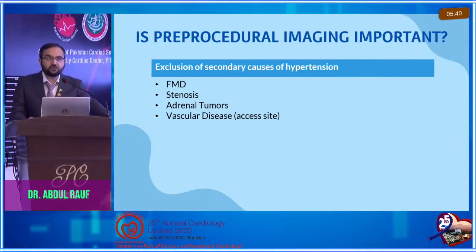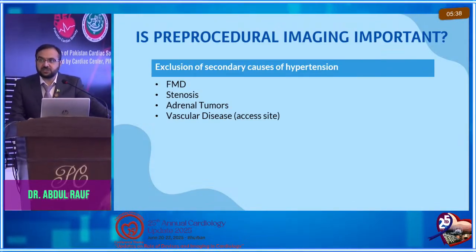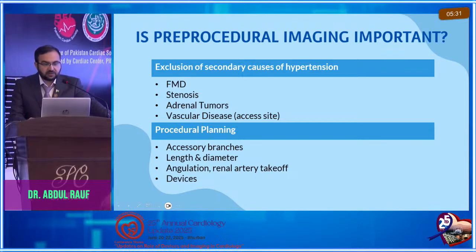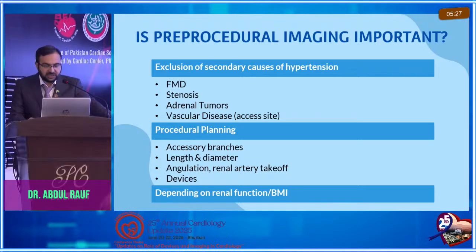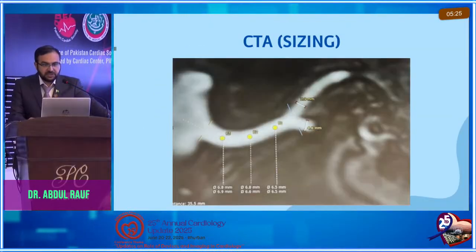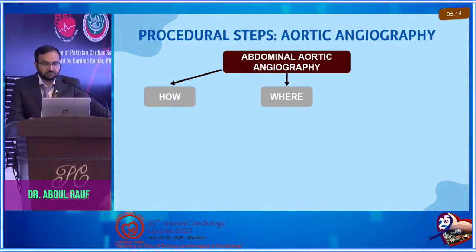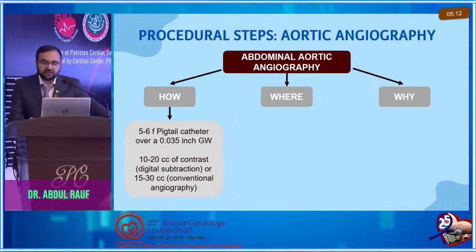So before going for the procedure, imaging is important. Which imaging, CT or MR? They prefer the CT, to exclude secondary causes and for procedure planning, looking at accessory arteries, devices, angulation, all these things. CTA is important to measure and to look for the accessory arteries. And abdominal aortogram is the gold standard. So how do you perform it, where should it be taken, and why?